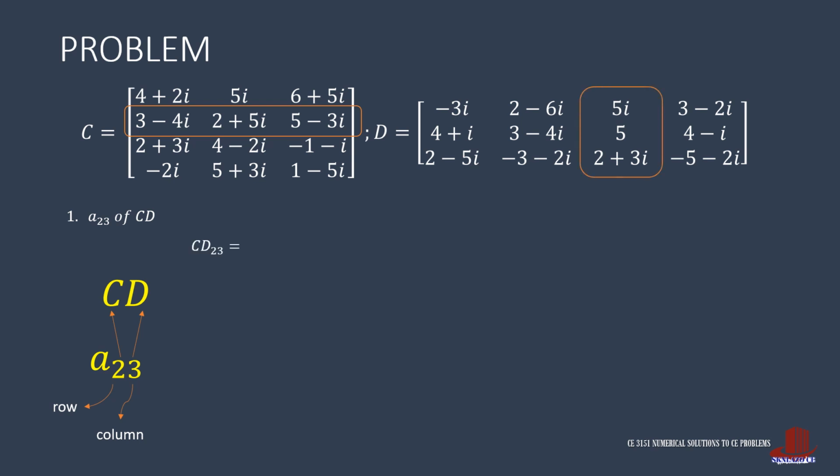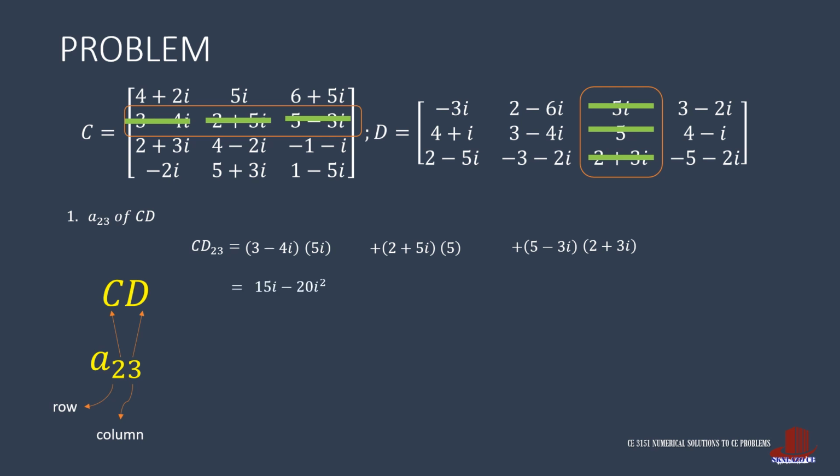Now multiply elements. The first product takes 3 minus 4i with 5i. Then add to this the second pair of 2 plus 5i and 5. And again, add the last pair of elements 5 minus 3i times 2 plus 3i. For discussion, let's simplify each pair individually.